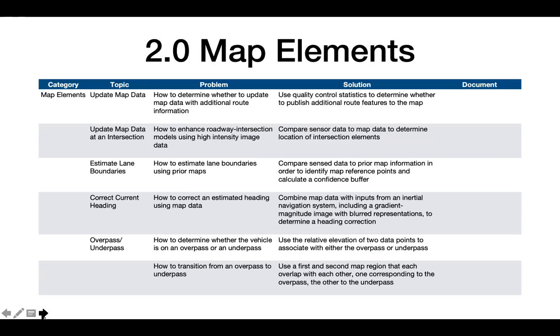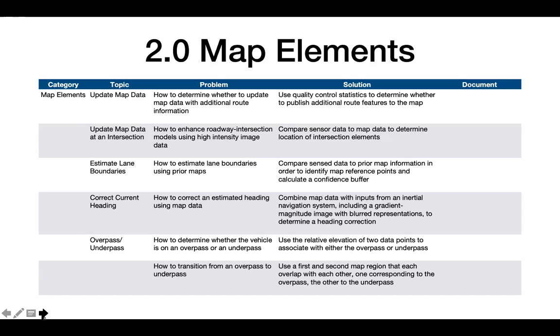And so you can take a look here at the problem and solution statements. How do I determine whether to update the map data with additional route information? I use quality control statistics to determine whether the published additional route features should be added to the map. More specifically, at that roadway intersection, I compare sensor data to map data to determine the location of intersection elements. And then we go on with our additional map elements.